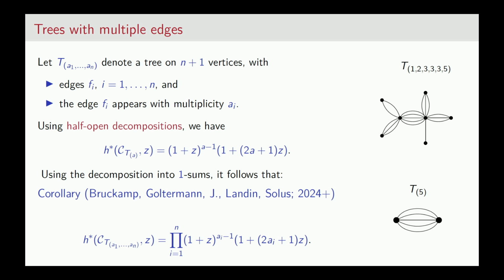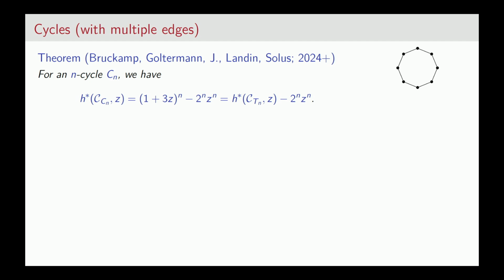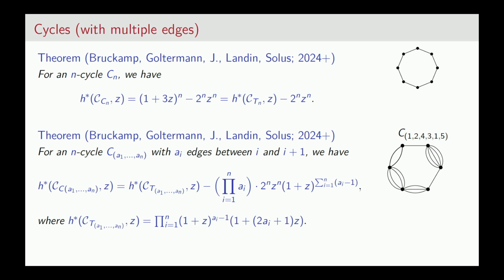So now let's go to cycles. For the n-cycle, again using half-open decompositions, what do we show? We basically show that the H-star polynomial is just the H-star polynomial of a tree, and then you subtract 2 to the n times c to the n. You've seen this 2 to the n before, because it also appeared for the normalized volume. But what was kind of strange and maybe unexpected is that this 2 to the n occurs really just in the highest degree, and all other coefficients are the same. And then having this, you can go on, and don't read this formula.